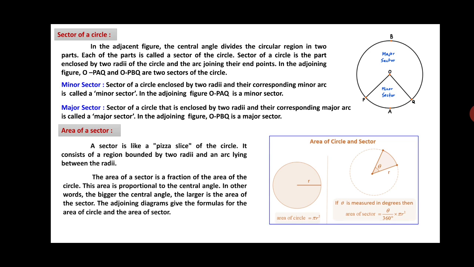The adjoining diagrams give the formulas for the area of a circle and the area of a sector. So, the area of the circle is pi r square and the area of a sector is equal to theta upon 360 into pi r square.